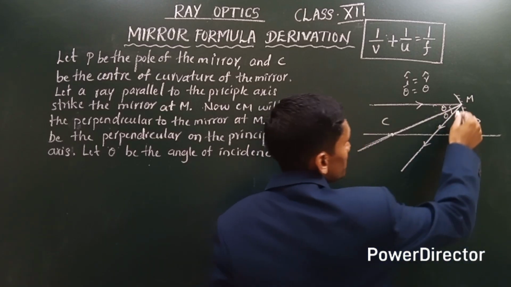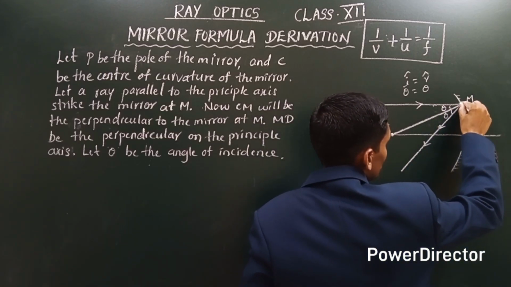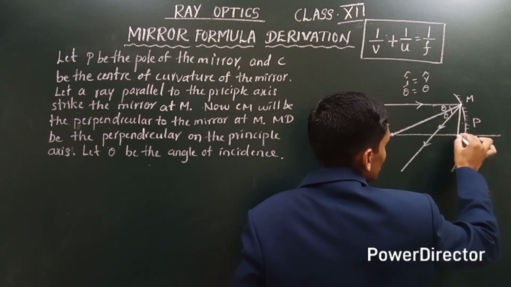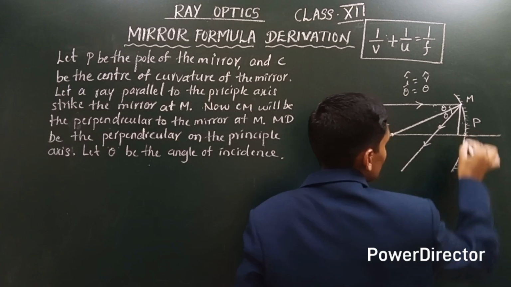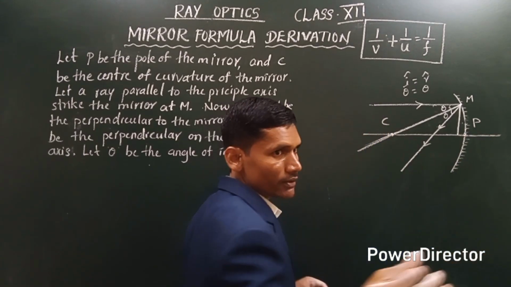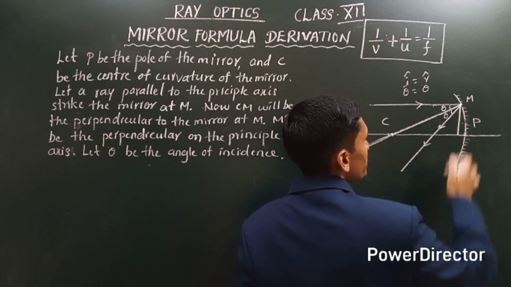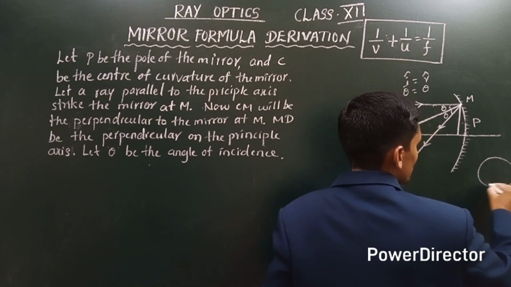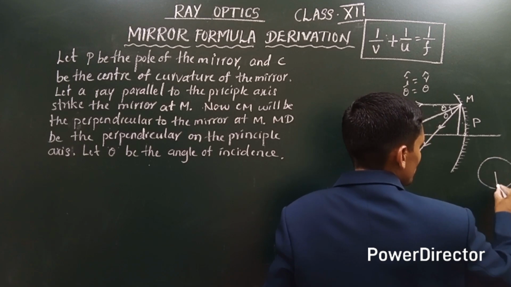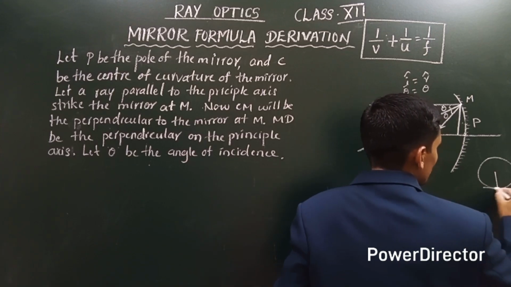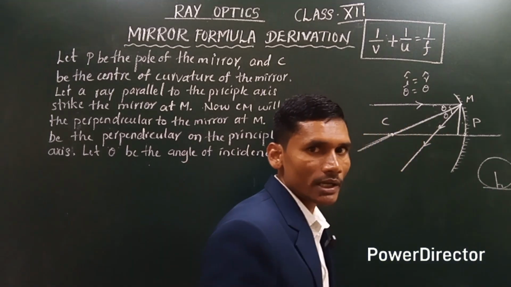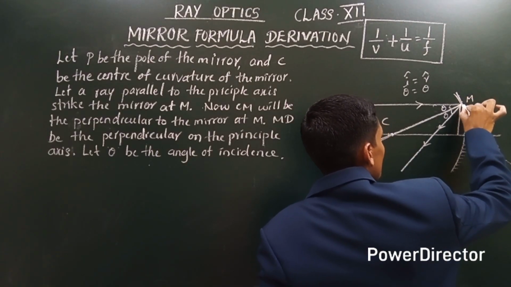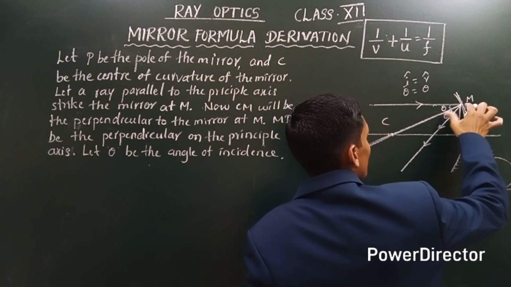Now let MD be perpendicular on the principal axis. In case of any confusion about how CM becomes perpendicular: it is nothing but the radius of curvature. If you take any circle and its radius, and draw a tangent, the radius is perpendicular to the tangent, as you already studied. In the same way here, this is the reflecting surface; just draw a tangent here, and to this the radius is normal.